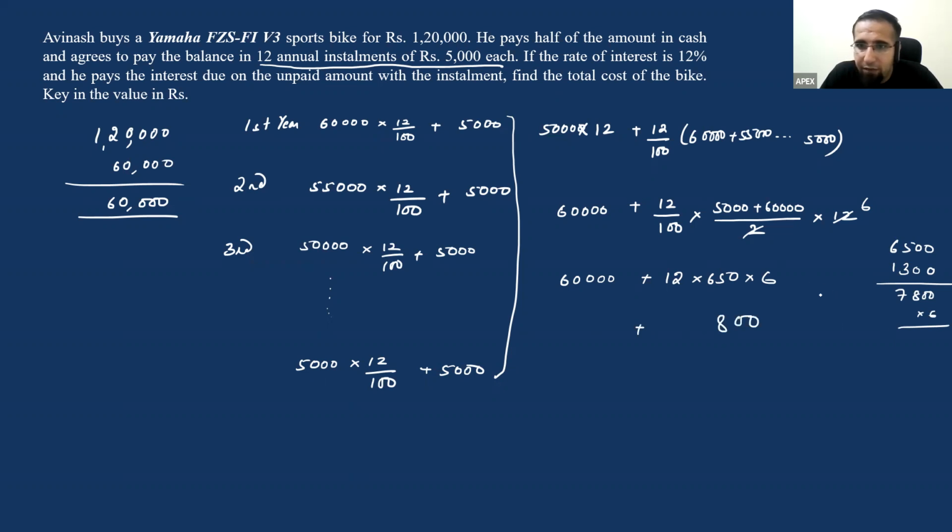6 8s are 48. 8, I carry 4. 6 sevens are 42. 42 plus 4 is 46. This is 46,000. And for the bike, he also paid 60,000 as down payment. So what's the total amount he paid?